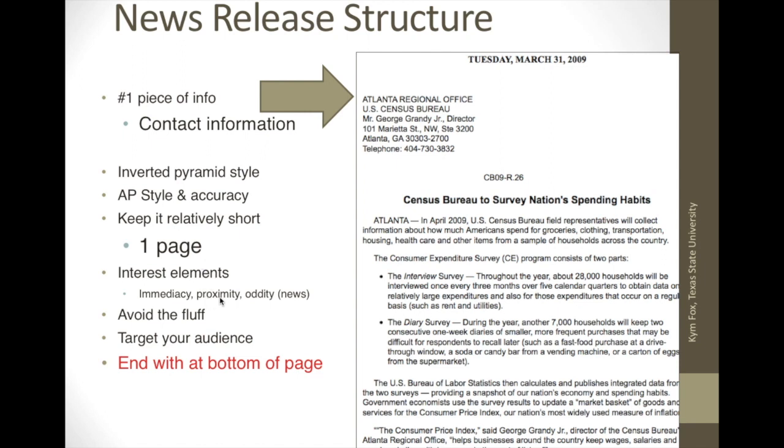And we pay attention to what makes this news. What are the interest elements that will attract the media's attention? And the media's attention is attracted by things that will attract their audiences, right? Like what's useful to the audience that this media outlet appeals to. So immediacy, almost always, something that's current. Proximity, obviously that works. And then oddity, or sort of what makes this news, right? Why is this different and new at the moment?